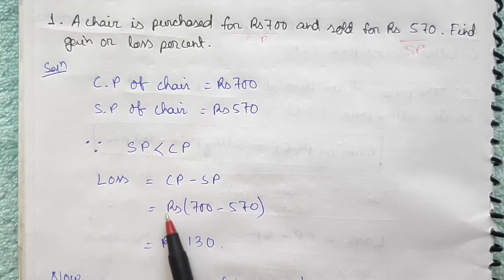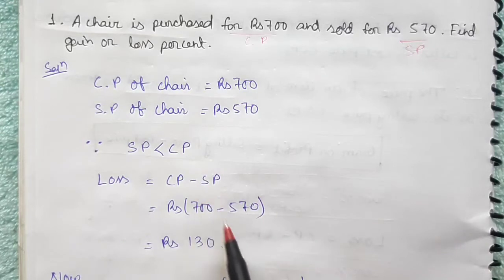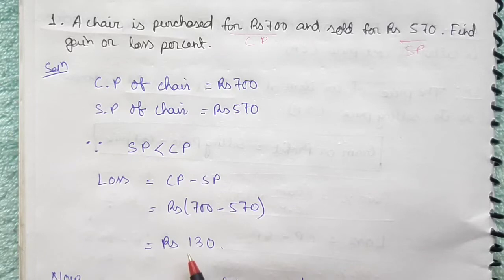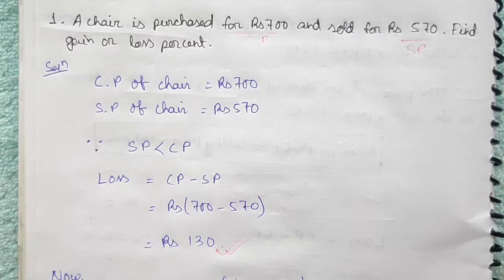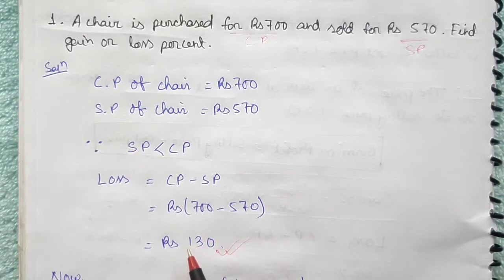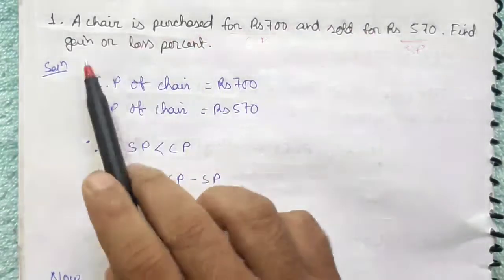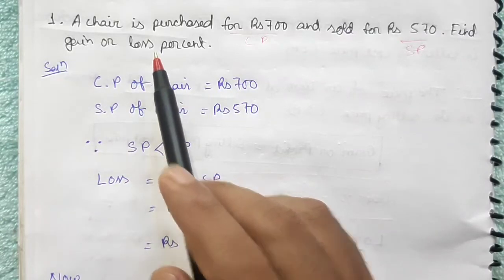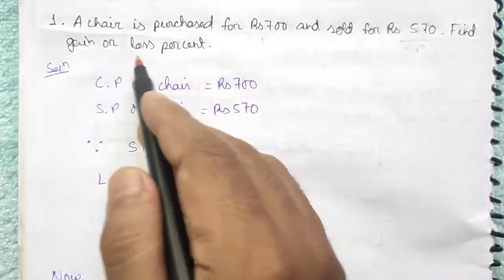So loss will be CP minus SP. CP is rupees 700 and selling price is 570. So 700 minus 570 is rupees 130. I hope this is clear up to here. We have found how much loss the shopkeeper got. Now we have to convert this 130 into loss percent, as the question asks to find the gain or loss percent. Since the shopkeeper has lost, we will find loss percent.